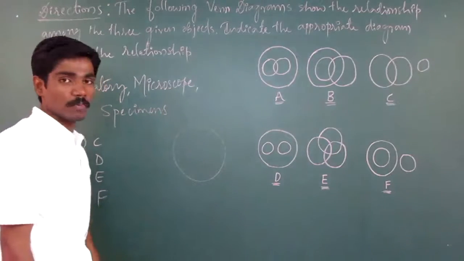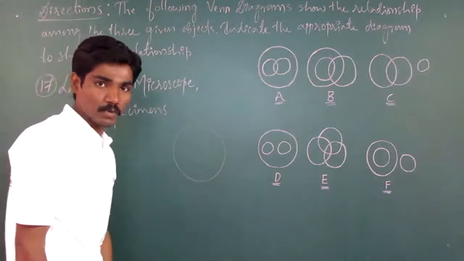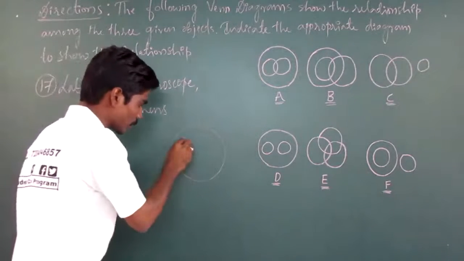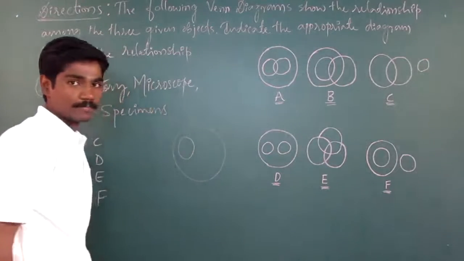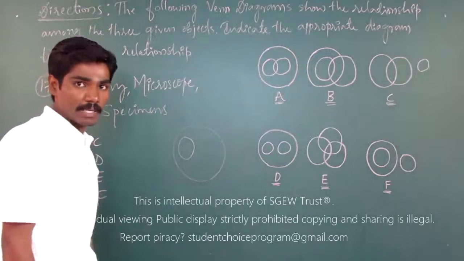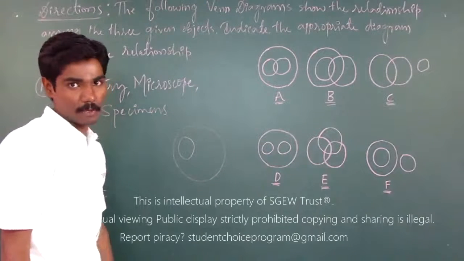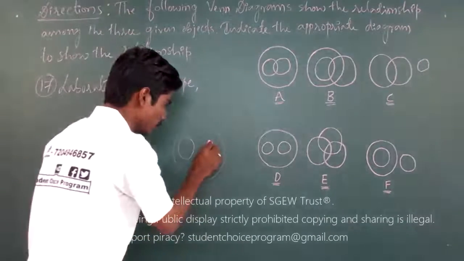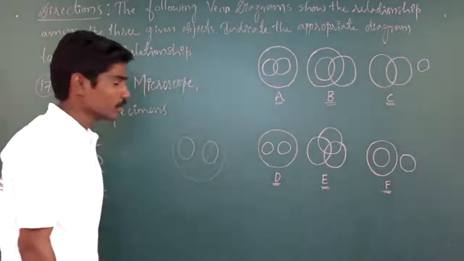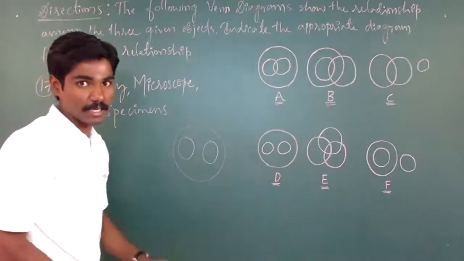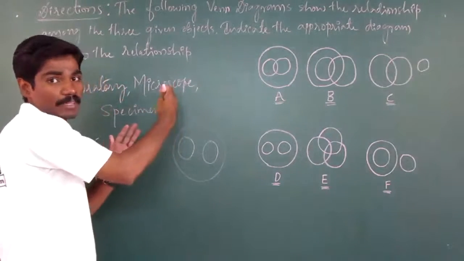Now microscope. Microscope is nothing but an instrument which is found in laboratory. So I will represent it by one more circle in a laboratory. Okay. Now specimens. The specimens are some samples which are again found in laboratories. So therefore, I will represent it by one more circle in the laboratory. But mind you one thing, the microscopes and specimens are totally different from one another. They are not having any relationship in between them.